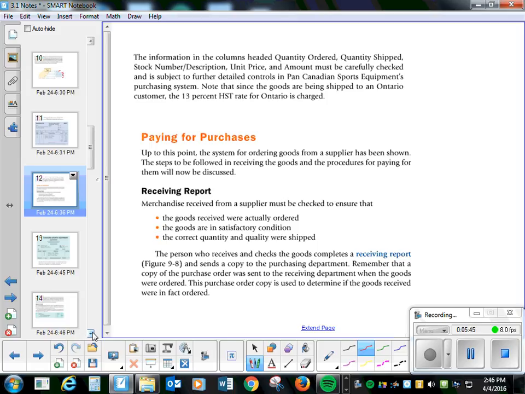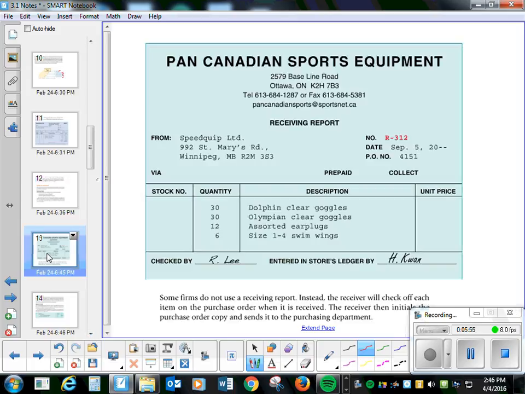Remember that a copy of the purchase order was sent to the receiving department when the goods were ordered. This purchase order copy is used to determine the goods received were in fact ordered. Okay, so there's a copy there. Some firms do not use a receiving report. Instead, the receiver will check off each of the items. So if they don't have the receiving report, they'll just check off the items on the order to make sure that everything was received.